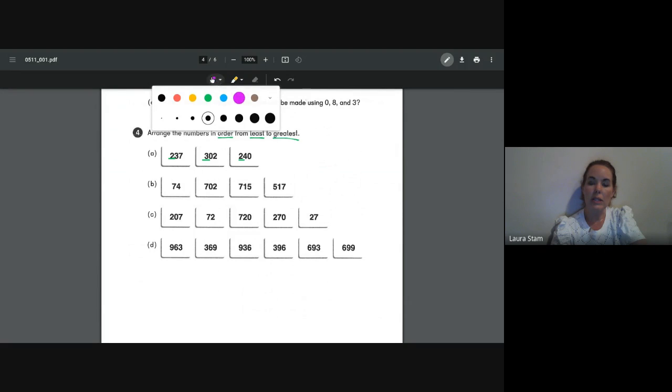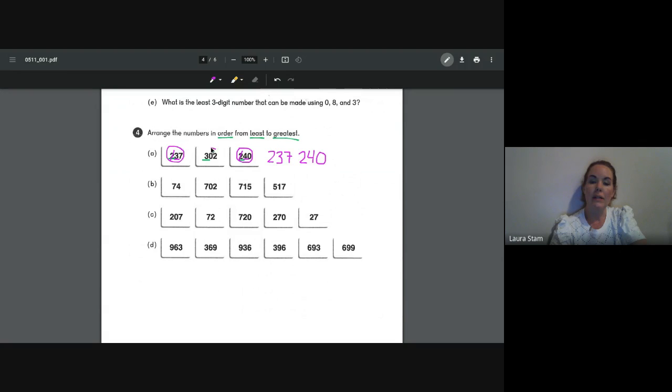I'm going to change colors so we can see this. So the 2 right away is telling me that's not helping. They're the same. So we got to get rid of it. So let's go to the tens place. We have a 3 and we have a 4. Well, our smallest number here is the 3. So this is going to be my first number, so let's write it down. 237. Okay. So that would leave this as my second number because it's still smaller than 300. So 240 is my second number.